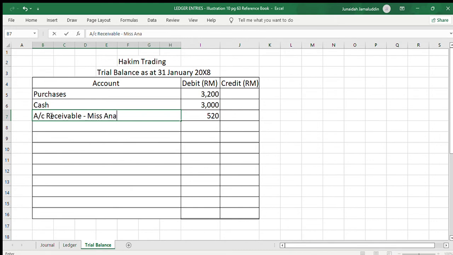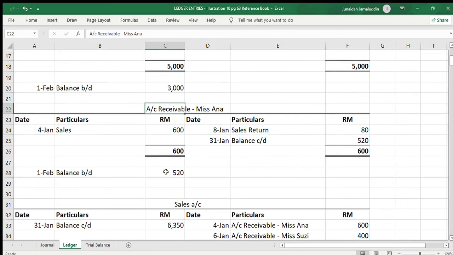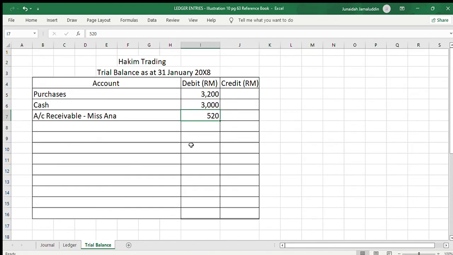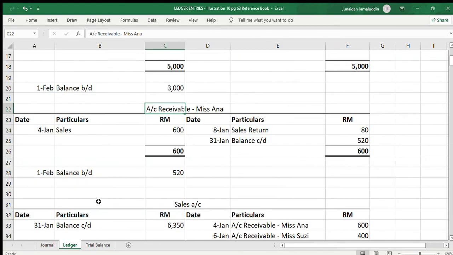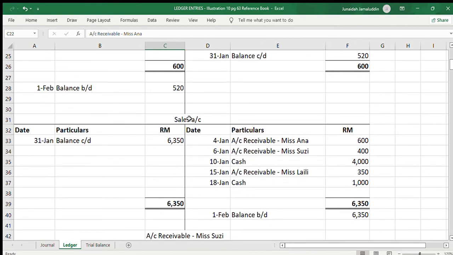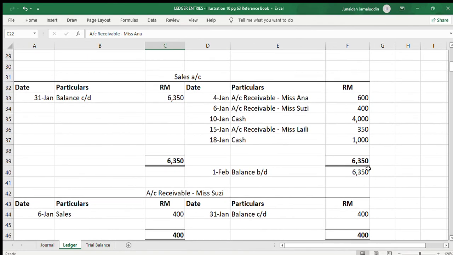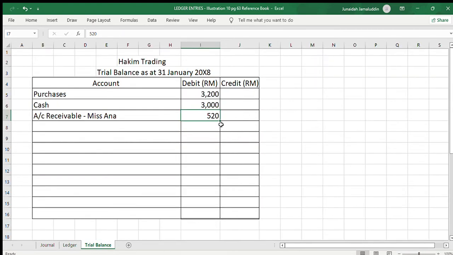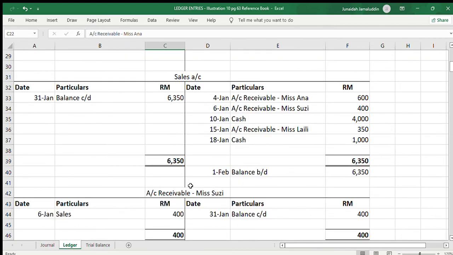Miss Anna. Alright. Okay, so dia punya amount dia must be at the debit side. Okay. Since balance BD dia di sebelah debit. Okay. So just nak check betul tak amount dia 520. Okay, betul. Alright, next we go to the sales account. Sales account, okay, balance BD dia di sebelah credit. So kita kena transferkan balance BD sales account ni ke kolom credit. Ke sebelah kolom credit lah. Okay. So tadi sales account dia punya balance BD dia 6350 ya.